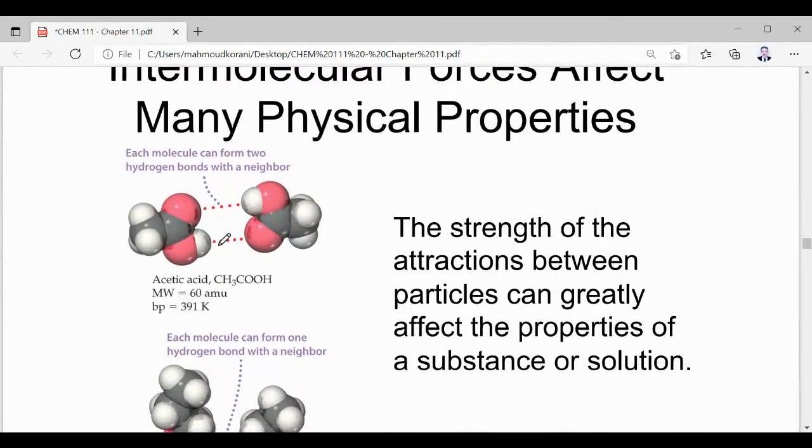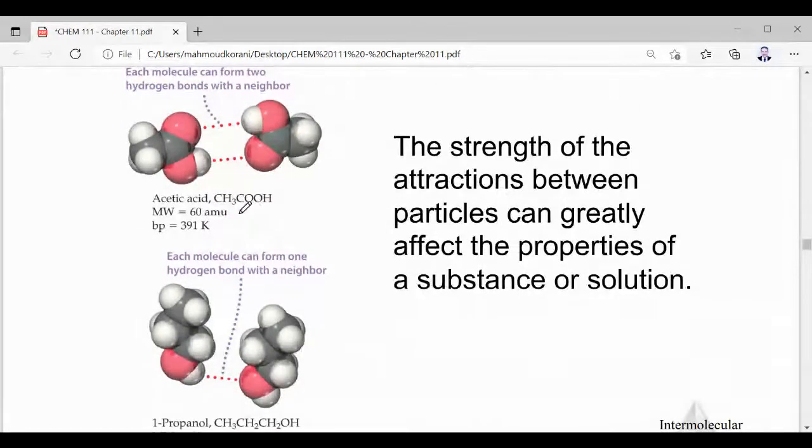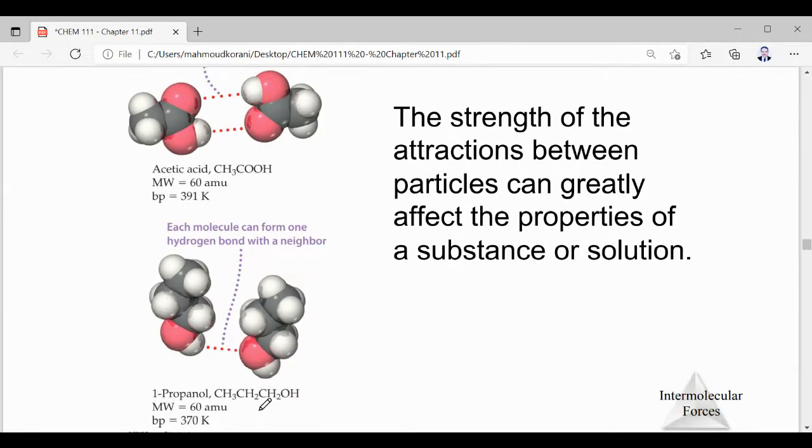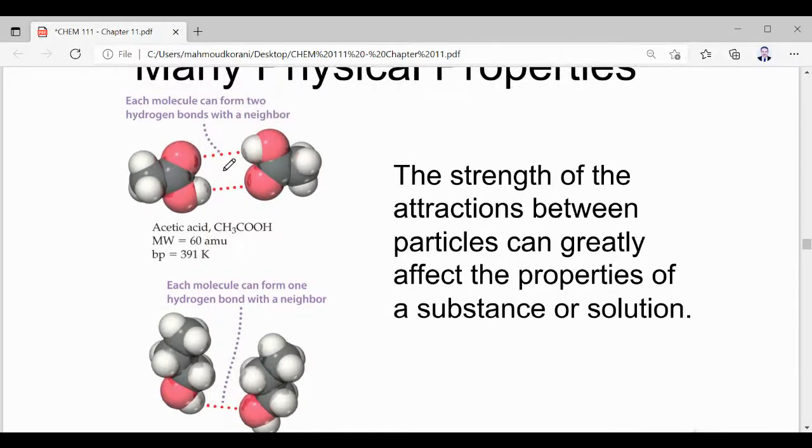Actually, if you look at these two examples, this is acetic acid, and this is 1-propanol, or propyl alcohol, the common name, or propanol, the IUPAC name. As you see, this one can form two hydrogen bonds between the molecules, while here only one hydrogen bond can form between the molecules. So what do you expect? Of course, increasing the number of hydrogen bonds increases the intermolecular force and the hydrogen bonding strength. So you need more energy to break them, so the boiling point increases.